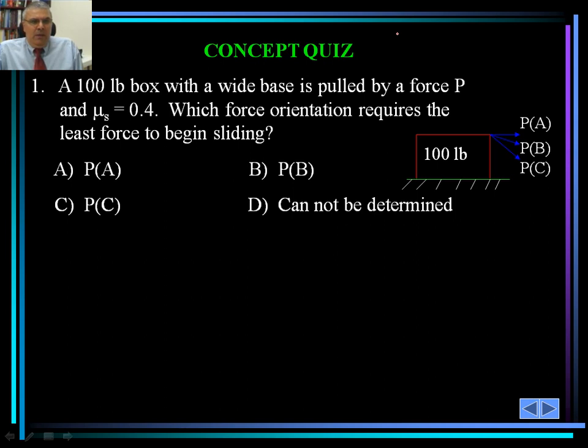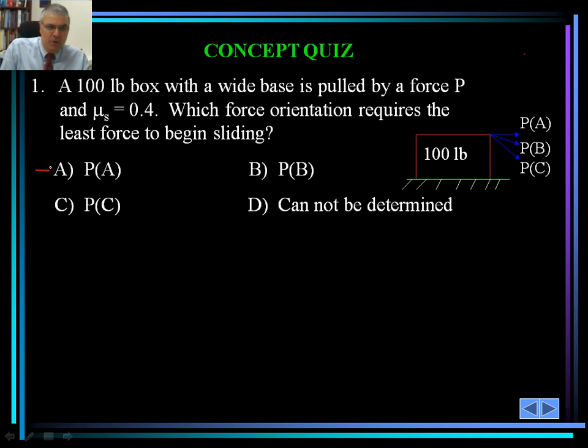Concept quiz number 1: a 100-pound box with a wide base is pulled by a force P and mu sub s of 0.4. Which force orientation requires the least force to begin sliding? So the question that I raised at the beginning of this lecture under applications now could be answered here for this particular situation.